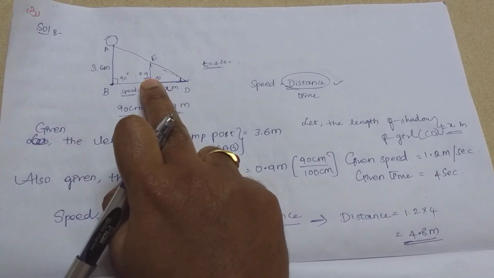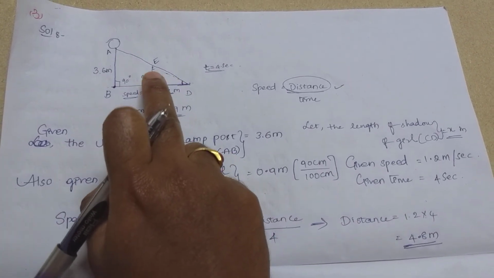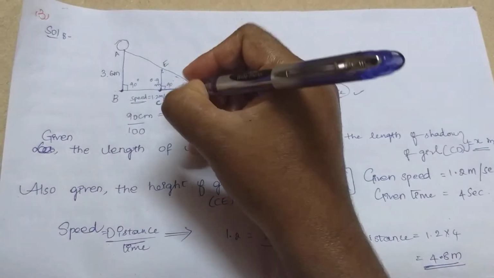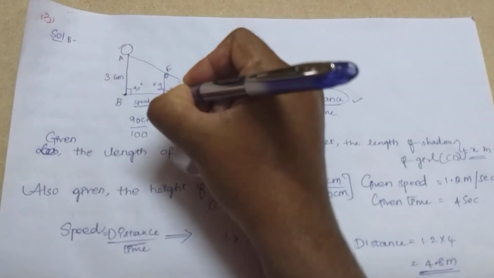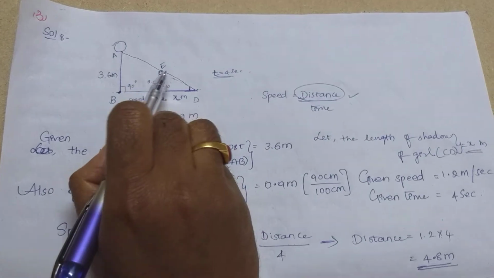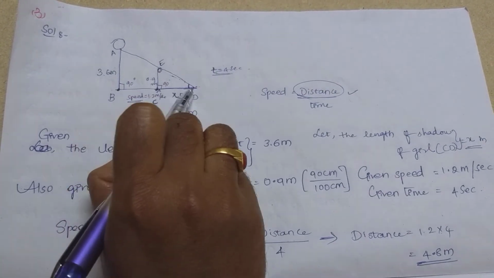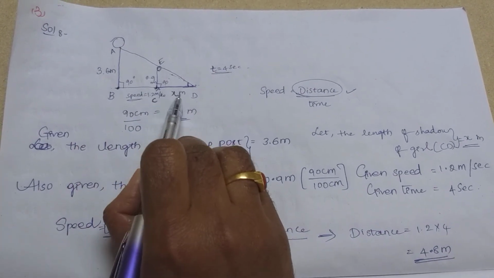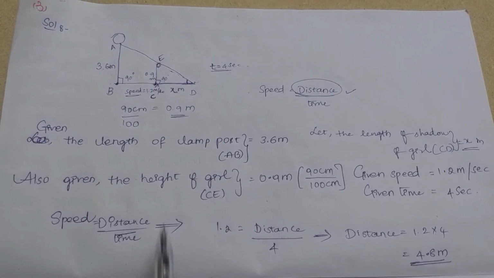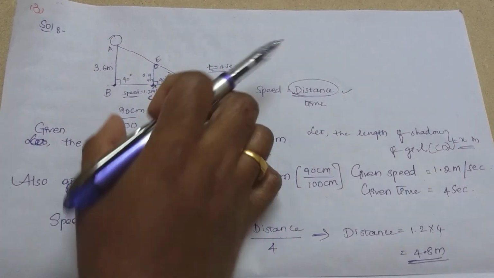After that they asked us to find the length of the shadow. The shadow will be here. Here the girl is standing, this will be her head, here will be her legs. So from here to here you will get the shadow. So we have to find out this x value, that is CD. So this is the explanation of the diagram.